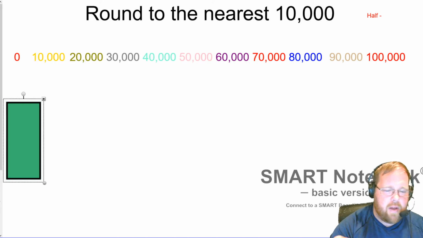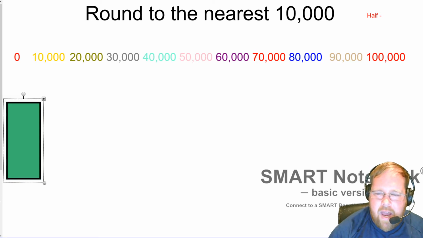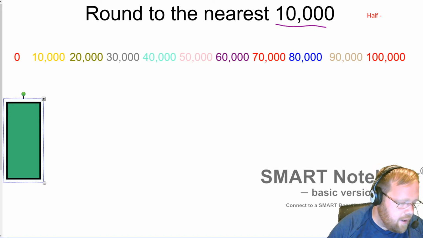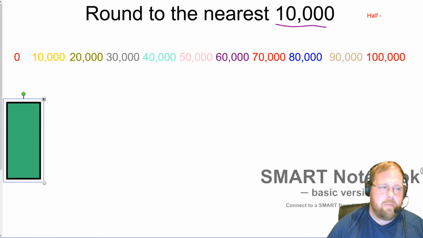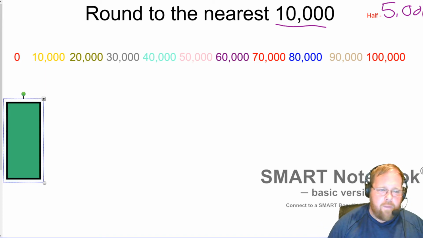So we have 10,000, 20,000, 30,000, 40,000, 50,000, 60,000, 70,000, 80,000, 90,000, 100,000. What is half of 10,000? Well, we know half of 10 is 5, so it must be 5,000. So 5,000 is definitely half. Good job. So let's keep playing along with these big old numbers.